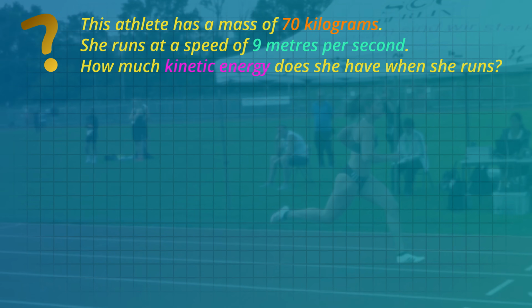This athlete has a mass of 70 kilograms. She runs at a speed of 9 meters per second. How much kinetic energy does she have when she runs?